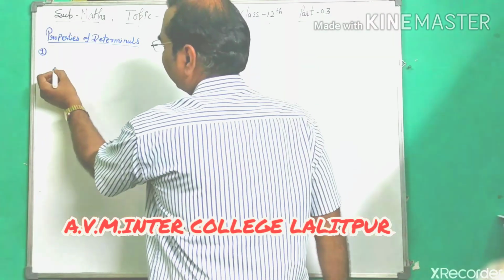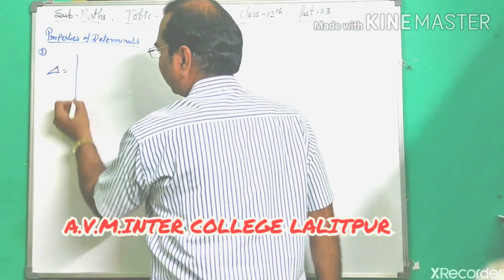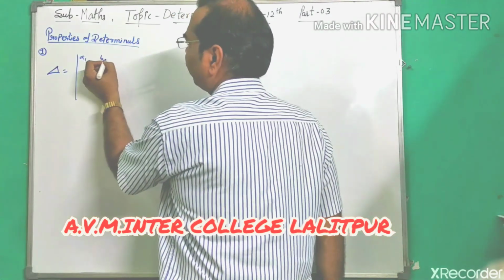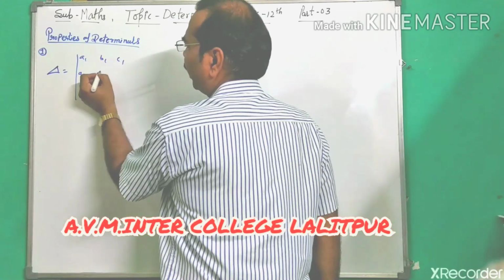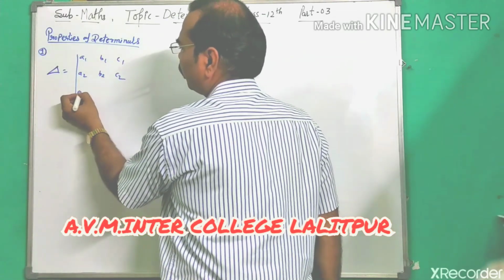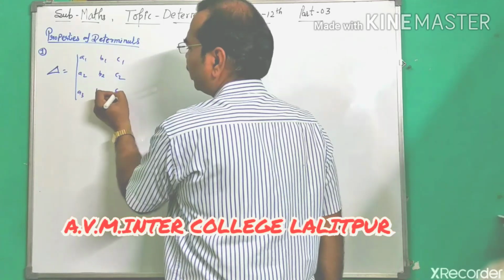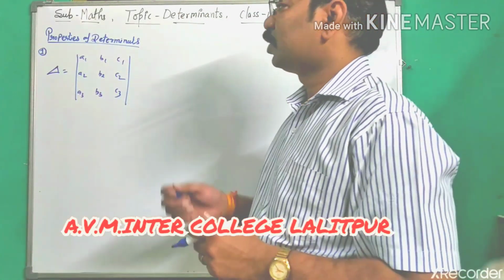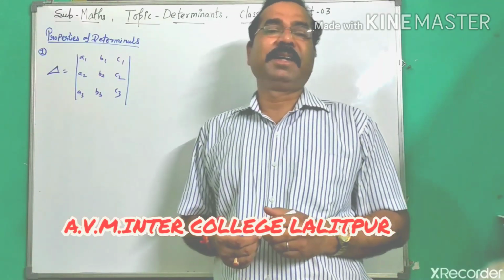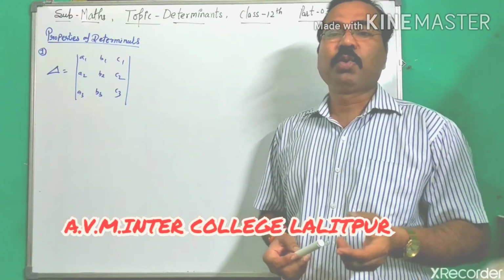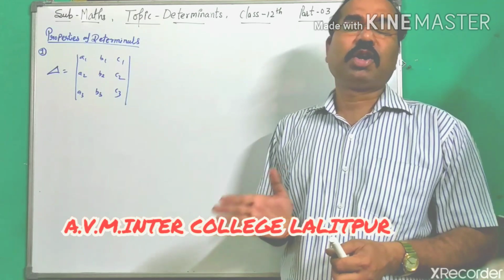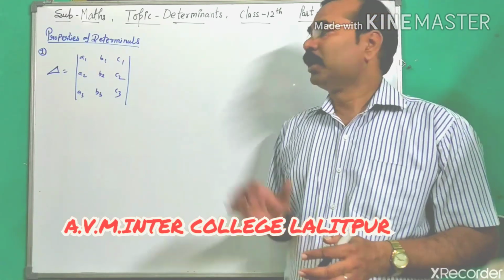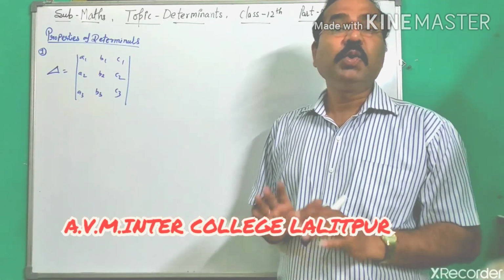Suppose we are given any determinant, with the value A1, B1, C1, A2, B2, C2, A3, B3, C3. That is the determinant you are given. So now the first property: suppose we are given any determinant, and we convert rows to columns or columns to rows. Then the determinant value does not change.